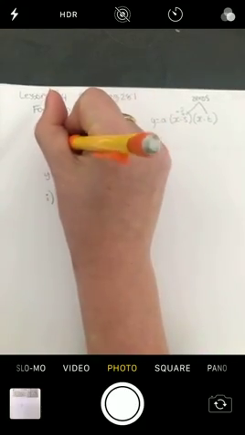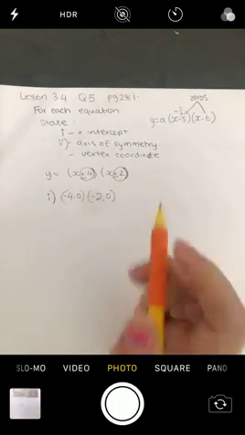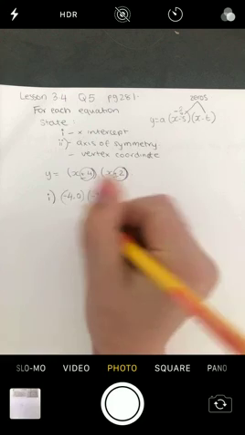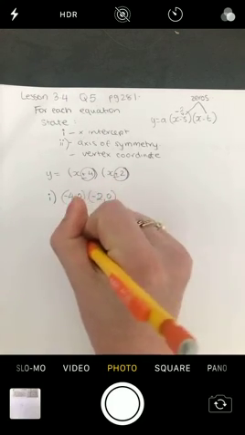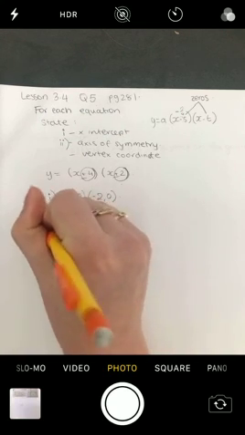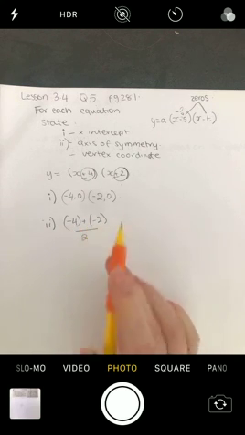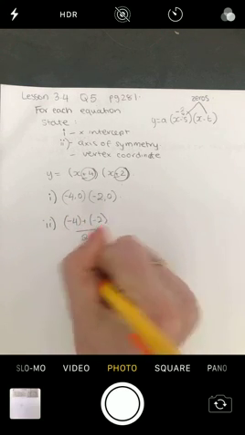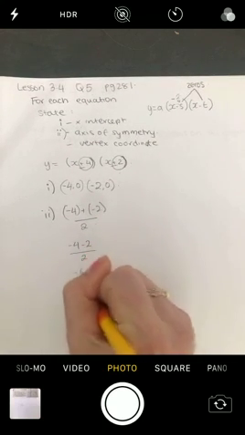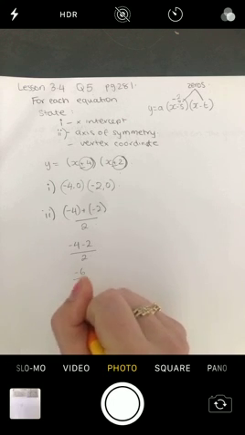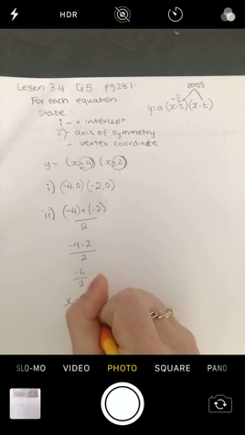Now we have been asked to find our axis of symmetry. We can do that by adding together our two zeros, so negative 4 plus negative 2, and then dividing it by 2. So negative 4 plus negative 2 over 2 gives us negative 6 over 2, which gives us an axis of symmetry equaling negative 3.